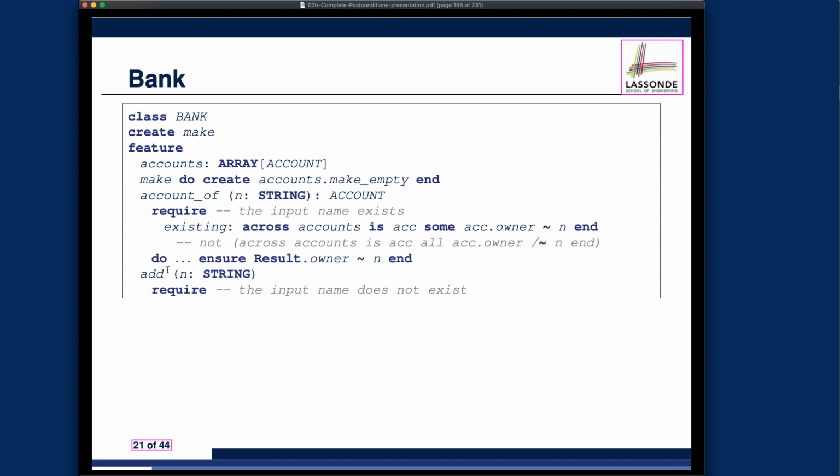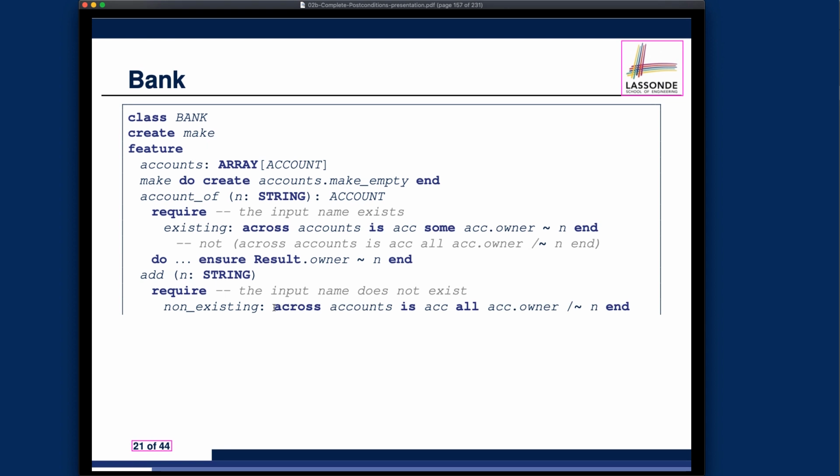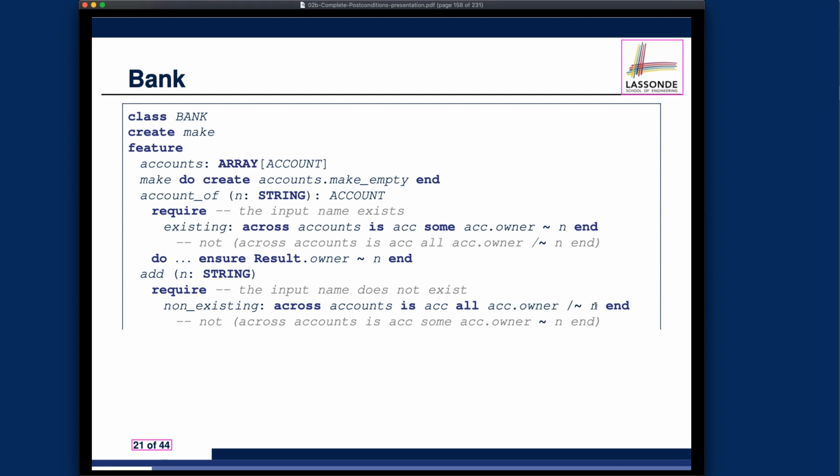Okay, assuming that you have thought about it, let's now see. Non-existing should go across the accounts. In this case, all the owners are not equal to n, which means the owner we want to add into the bank does not exist. You can also convert this using existential quantification, using the conversion theorem I just mentioned to you. Okay, that's something for you to check.